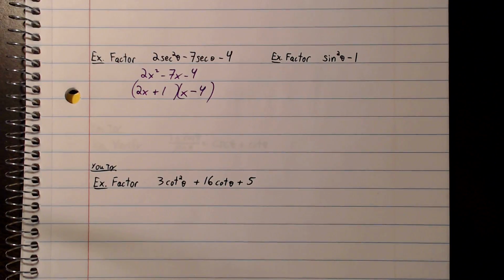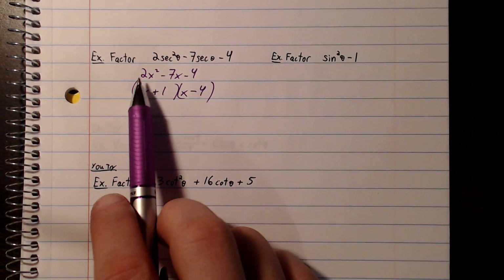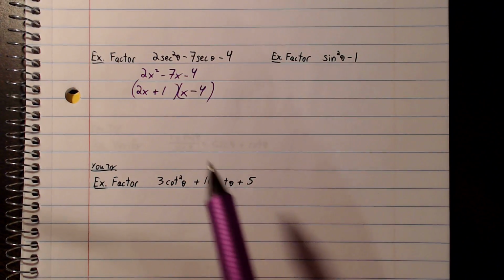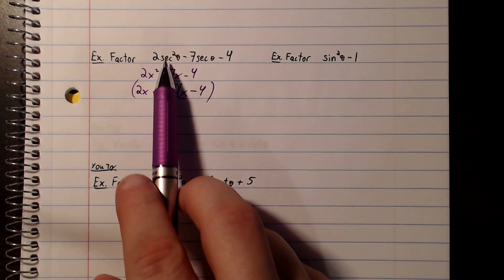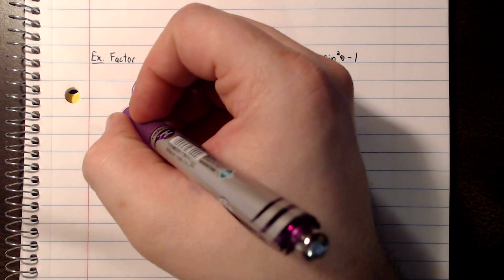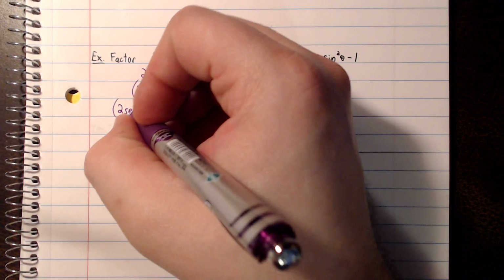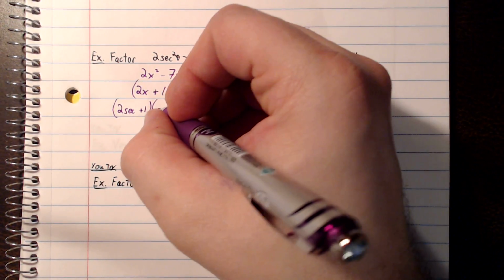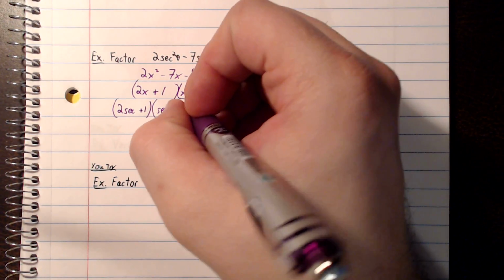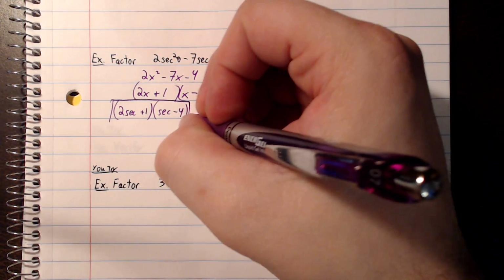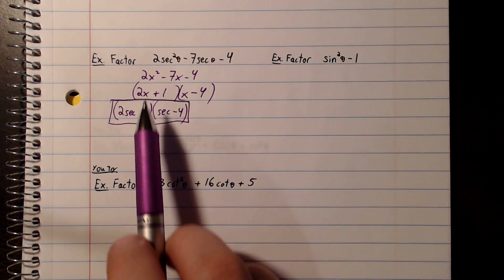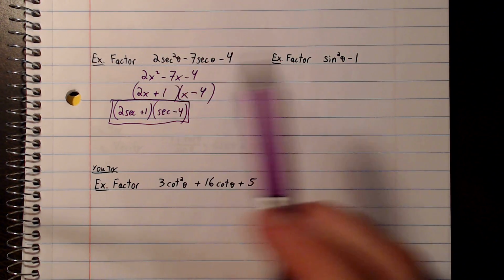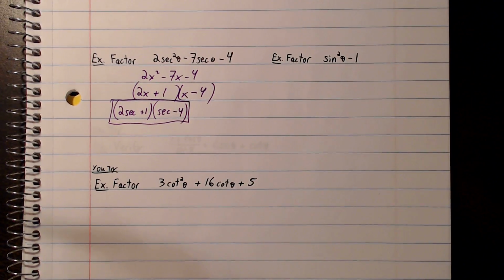So factoring is a lot easier once we have it in this x form, and all I have to do now is substitute secant back in for x. So we get 2 secant plus 1 times secant minus 4. There you go. So really, the trick here is you just change the x's and it makes it a little bit easier.